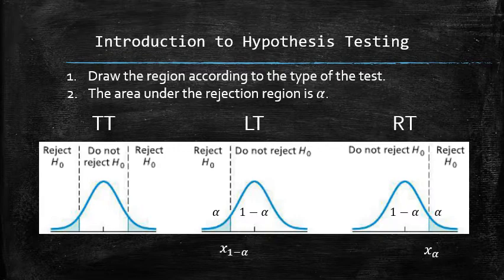For a two-tailed test, the rejection region with the total area alpha is split evenly between the left and the right tail, so there are two critical values, the left and the right: x 1 minus alpha over 2 and x alpha over 2.